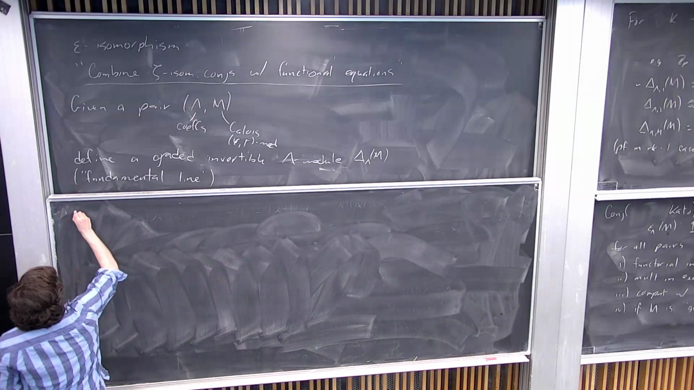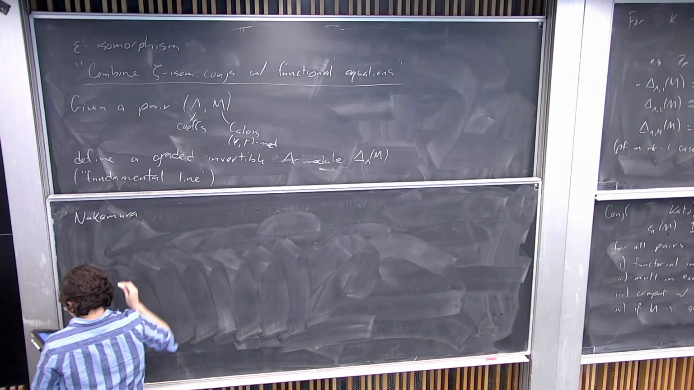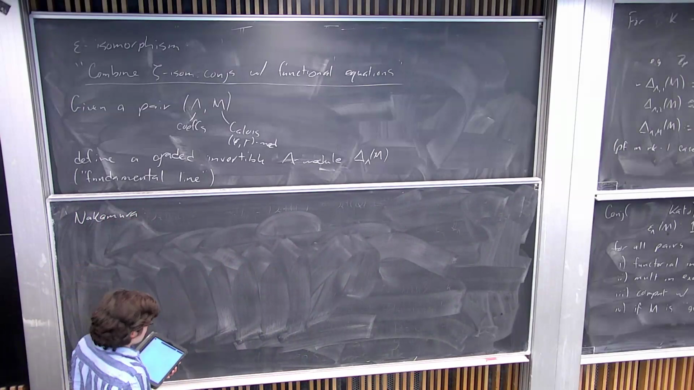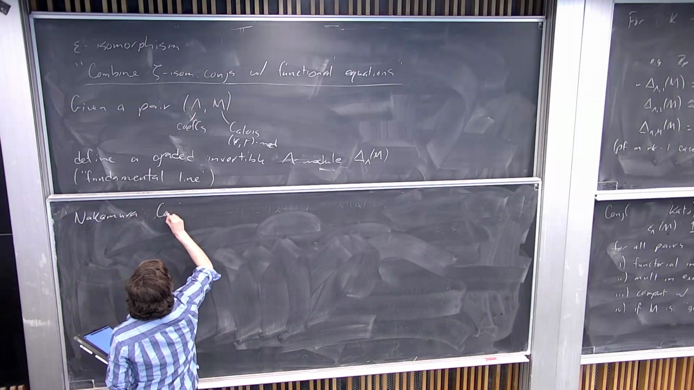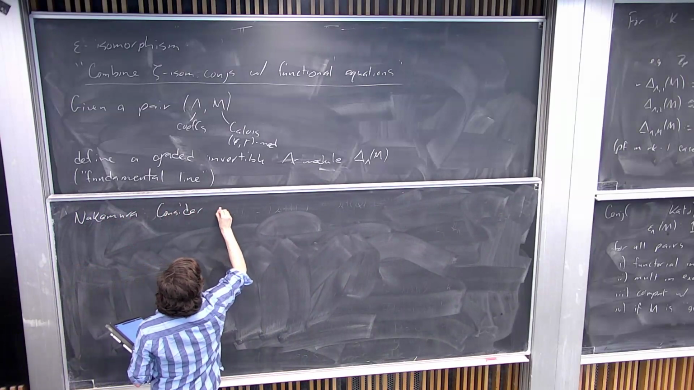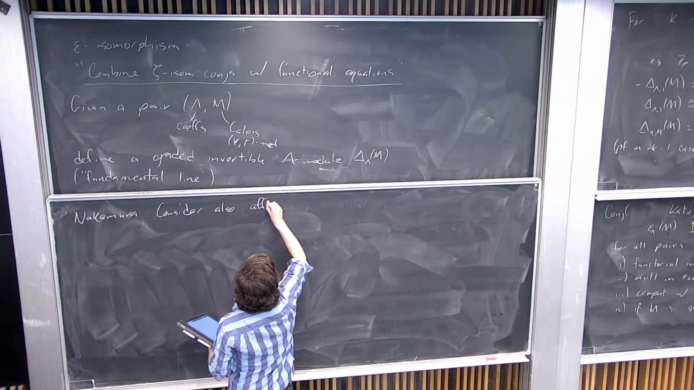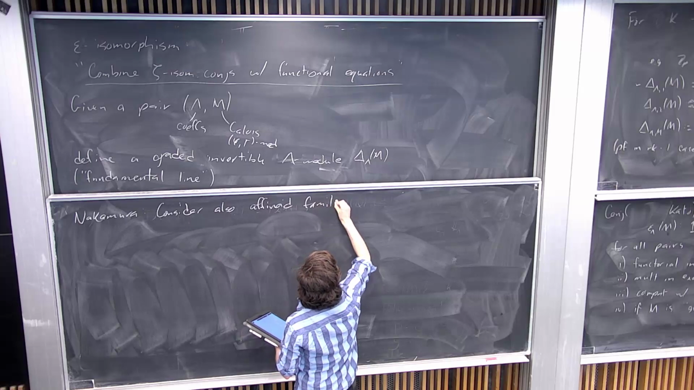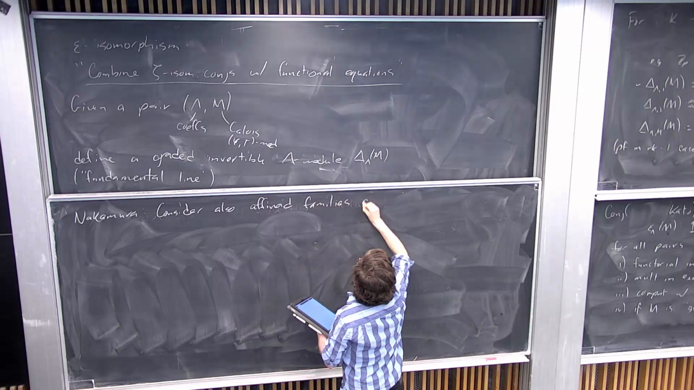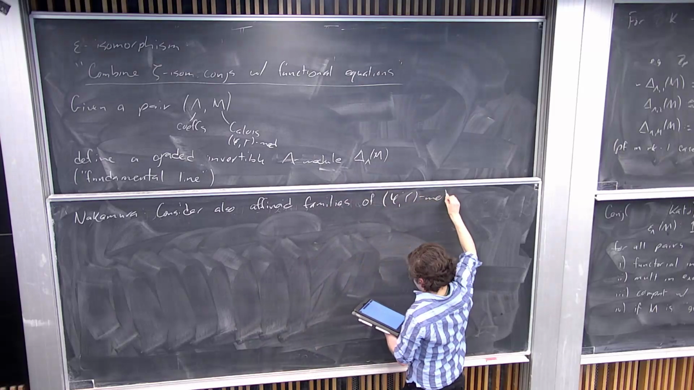So more recently, Nakamura said that, well, instead of considering families of Galois representations with integral coefficients, we can consider also pseudo-affinoid families of phi gamma modules.